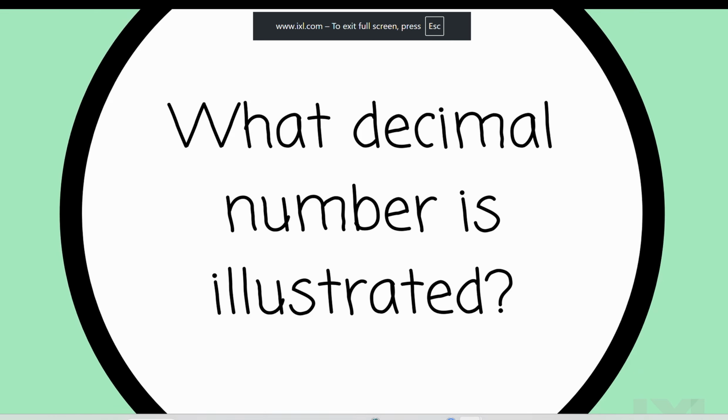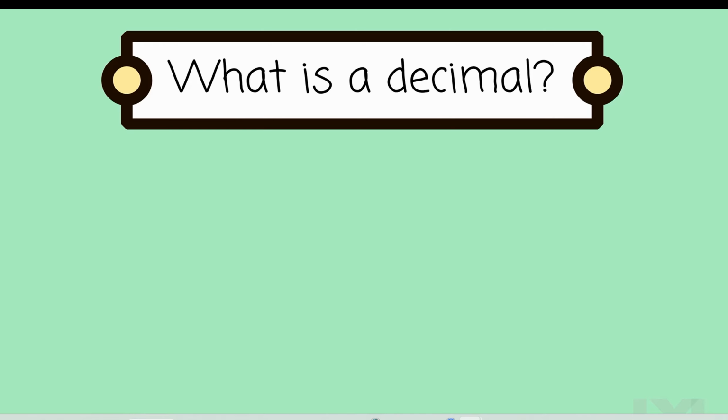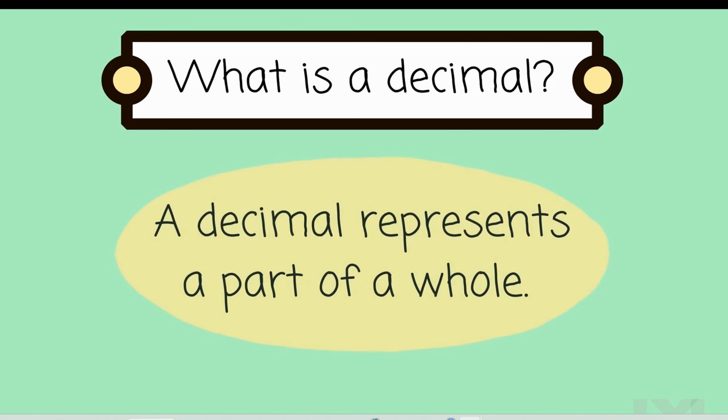Decimal grid. Before we begin, we need to understand what a decimal is and how we can represent it on a grid. A decimal represents a part of a whole. Using a decimal grid allows us to see a visual representation of a decimal. This helps us to understand how much of the whole each decimal is representing.